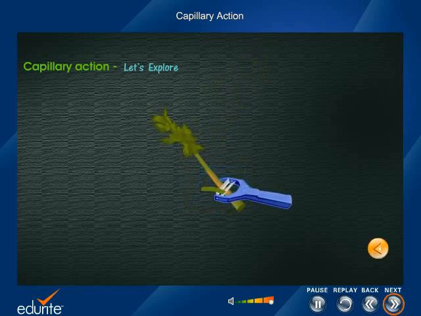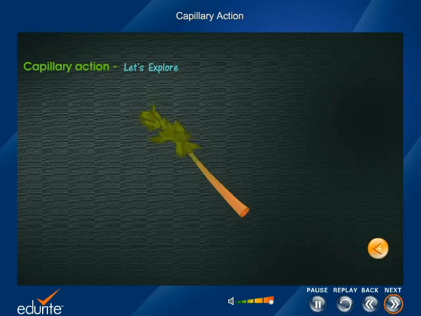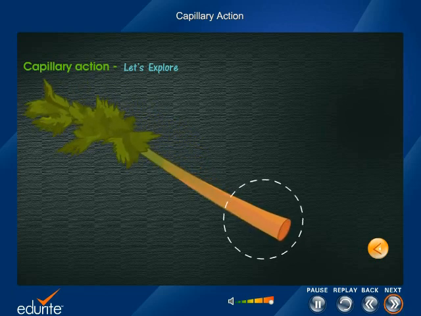Carefully peel the rounded part with a vegetable peeler. Observe that the colored liquid has entered the stalk. Due to capillary action, the colored water climbs into the stalk.